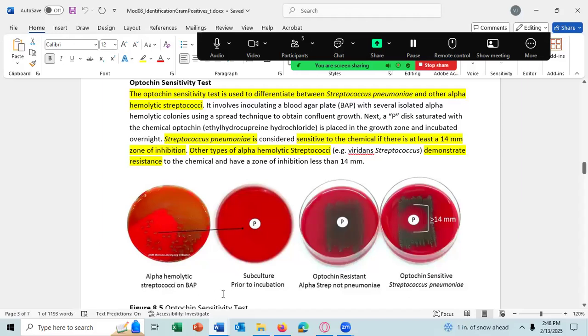Any question about any of that? All right. So this test cannot be used if the hemolysis on the blood agar is beta hemolysis or gamma hemolysis, but only if it is alpha hemolysis.